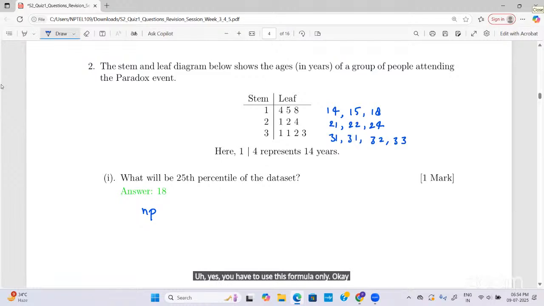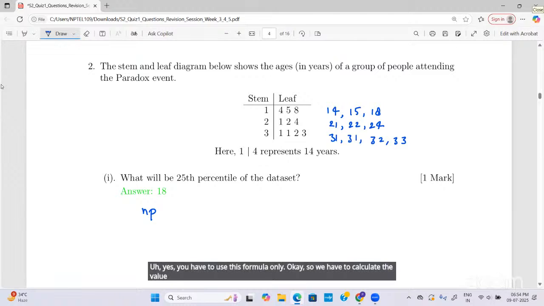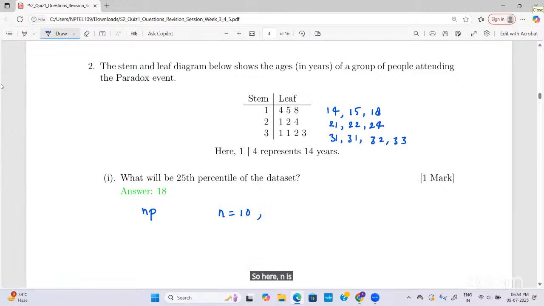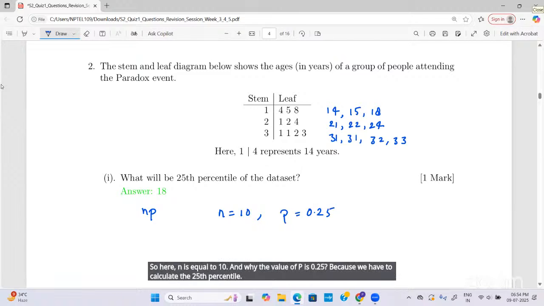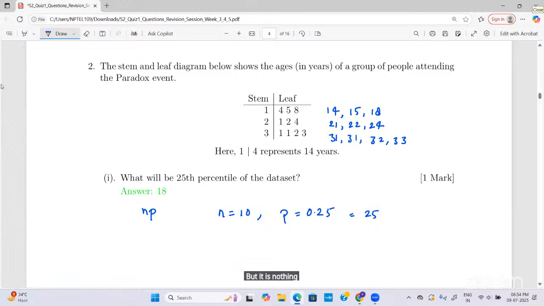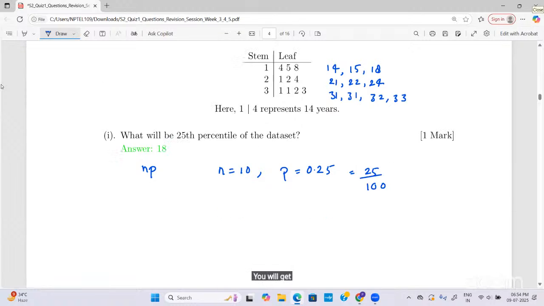Okay, so we have to calculate the value of NP. So here n is equal to 10, and why is the value of p 0.25? Because we have to calculate the 25th percentile. So it is nothing but 25 divided by 100. You will get 0.25. Now the value of NP will be 10 into 0.25. So this is 2.5.